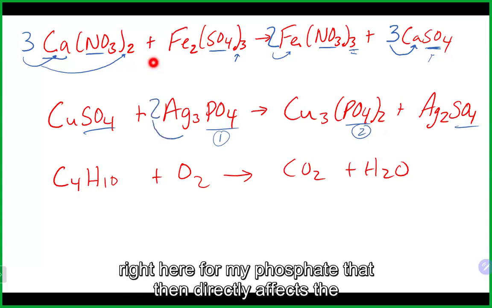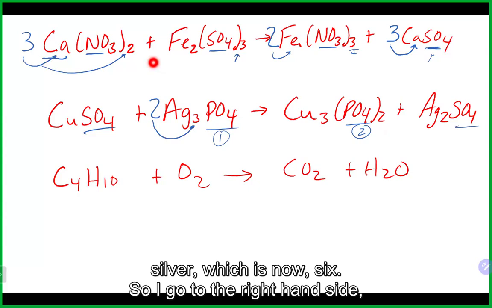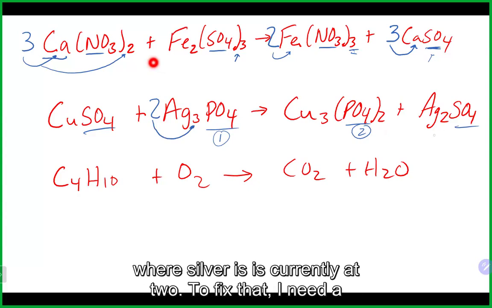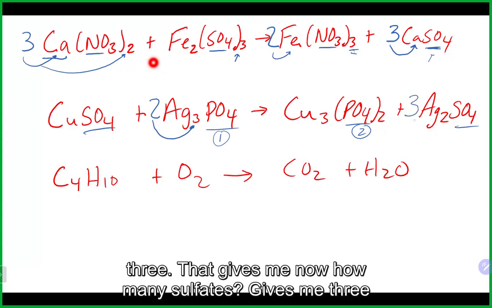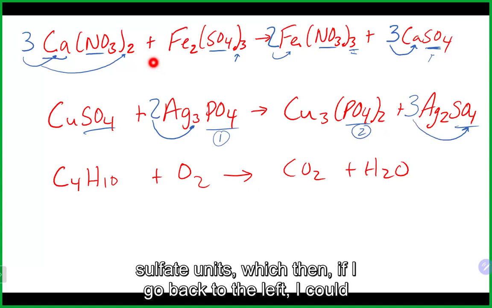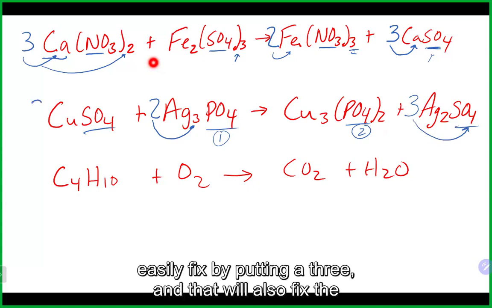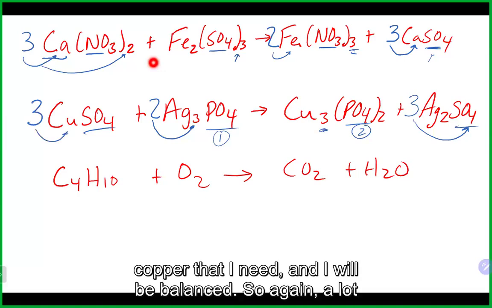That then directly affects the silver, which is now 6. So I go to the right-hand side where silver is currently at 2. To fix that, I need a 3. That gives me now how many sulfates? Gives me 3 sulfate units, which then if I go back to the left, I could easily fix by putting a 3. And that will also fix the copper that I need, and I will be balanced.